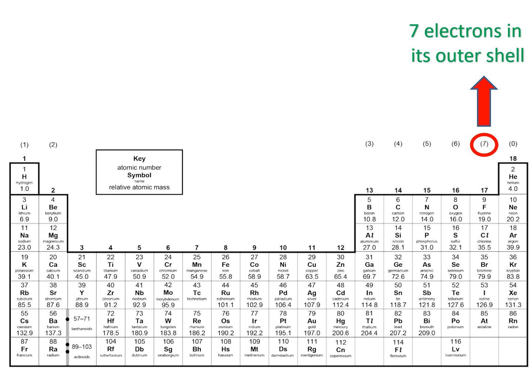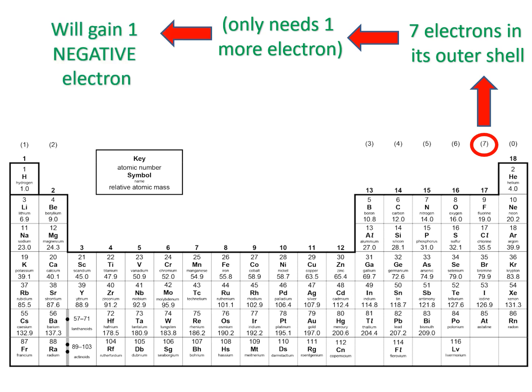Now that means it's unstable. It needs more electrons to become stable. So halogens are reactive because they want to fill that outer energy level. It only needs one more to make our number 8. So 8 is a full shell. It only needs one more. And so every single time a halogen reacts, it's going to gain one negative electron. And that means every halogen will always have a -1 charge.